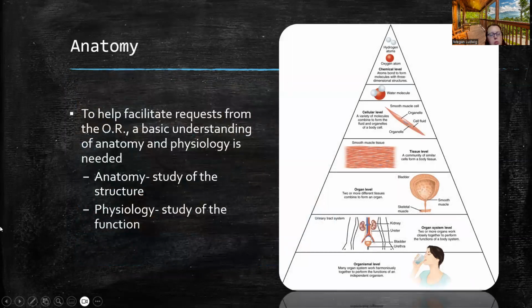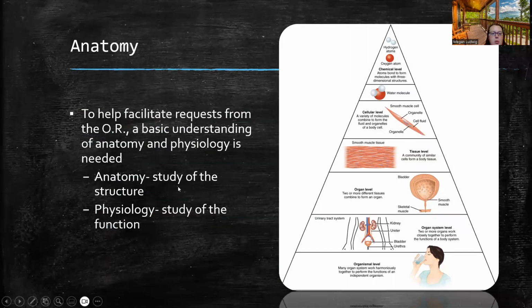I'm not going to get into a huge, big lecture on anatomy because we could spend weeks and months just on anatomy, but you do need to understand just the very basic understanding, so you can also kind of anticipate what the surgery may need.